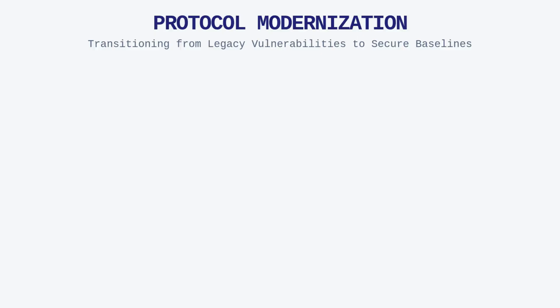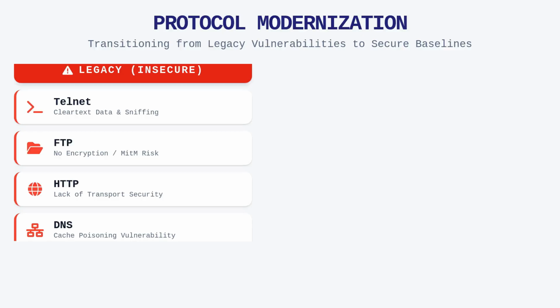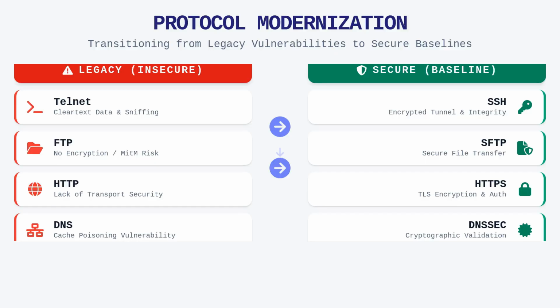Transitioning from legacy protocols to their secure counterparts is not merely a best practice, but a fundamental requirement for any professional network defense strategy. For instance, Telnet transmits data in clear text, meaning any observer on the local network can capture credentials or commands with simple sniffing tools, whereas SSH provides an encrypted tunnel that ensures both confidentiality and integrity for remote shell access. Similarly, the transition from FTP to SFTP addresses the lack of encryption in file transfers, preventing man-in-the-middle attacks that could compromise sensitive data in transit.